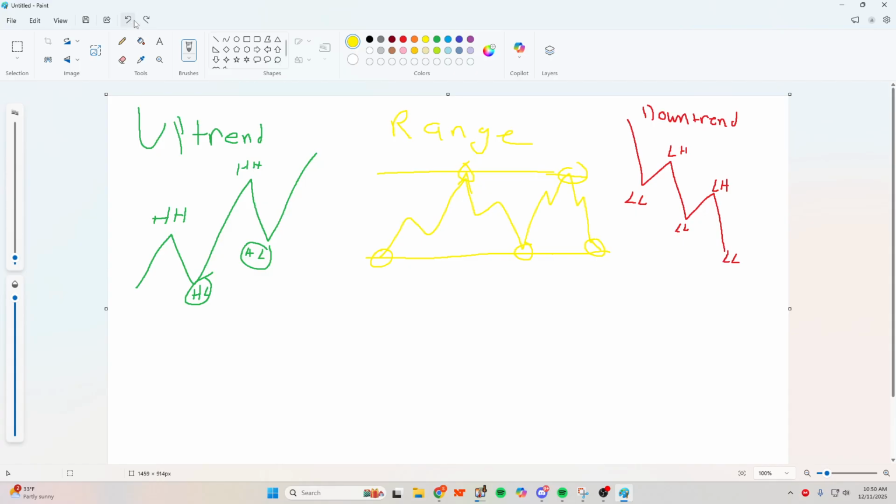Okay. Now, there are 3 phases to a trend. I'll make this in purple, and I'll put 3 phases right here: your break, your breakout, your retest, and then your continuation.